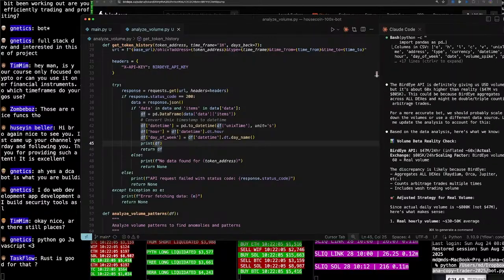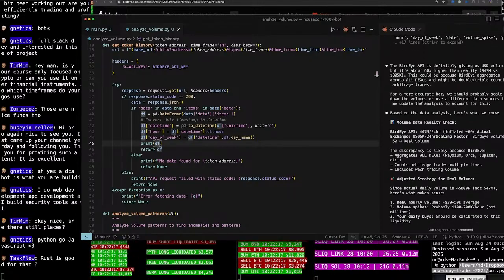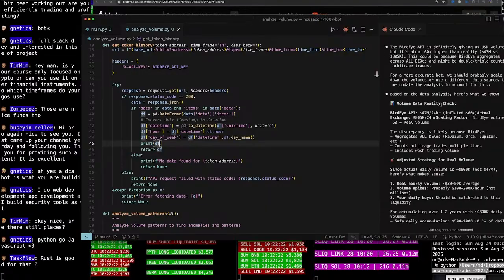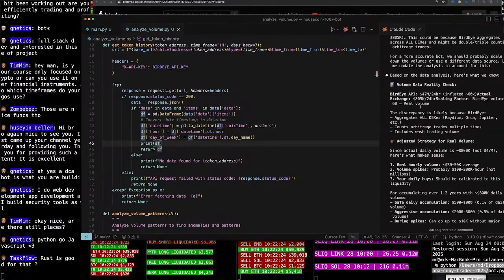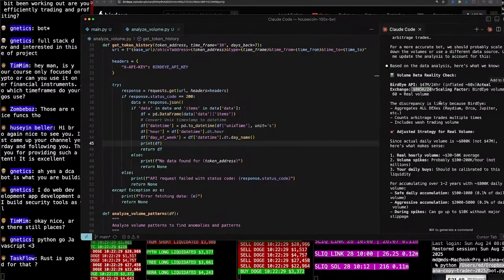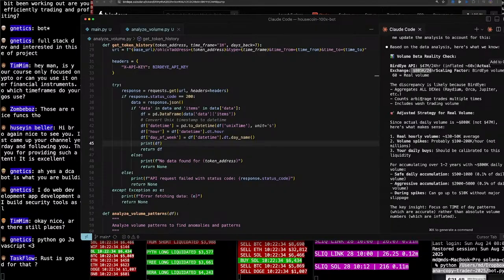The Bird Eye API is definitely giving USD volume, but it's about 60x higher, 47 million versus 805K. This could be because Bird Eye aggregates across all dexes. It might be double, tripling, counting arbitrage trades. For a more accurate bot, we should probably scale down the volumes. Based on the data analysis, here's what we know. Volume data reality check. Bird Eye says 47 million when there's really 805K. Bird Eye volume divided by 60 equals real. The discrepancy is likely because Bird Eye aggregates dexes. No, it's not. Counts arbitrage trades.